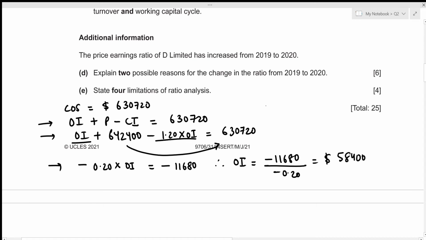Now we can easily figure out our closing inventory as well. Closing inventory is just going to be 1.20 times opening inventory. That's the equation that we found from the given information. So that's 1.20 times the value of opening inventory, which is 58,400. So this gives our total closing inventory to have the value of 70,080.